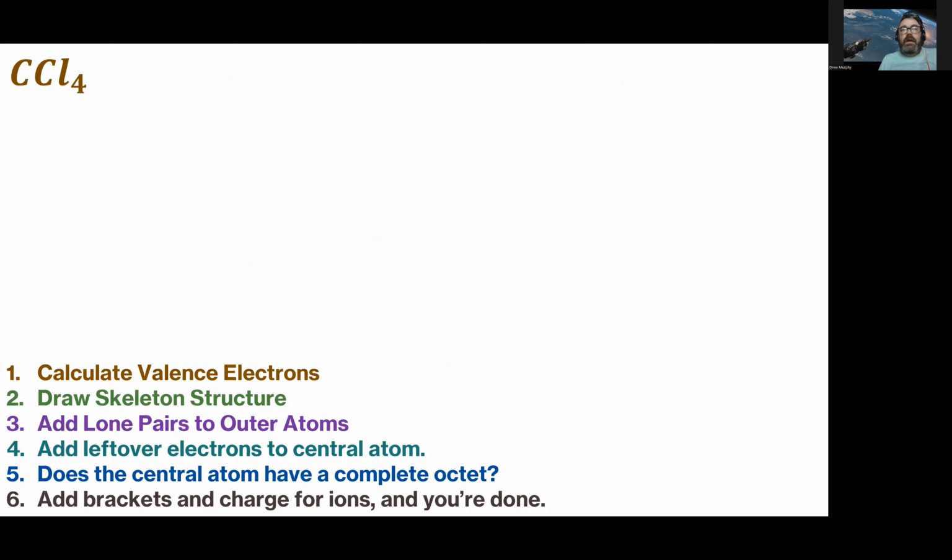All right, let's start this. Carbon tetrachloride. Calculate valence electrons. Each carbon has 4. Each chlorine has 7, and there are 4 of those. I hate doing arithmetic in my head. There should be 32. Well, this will be embarrassing if it's not. Okay, draw the skeleton structure, carbon in the center.